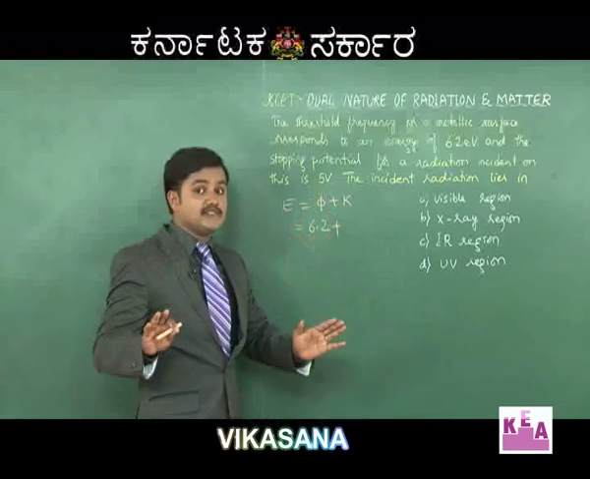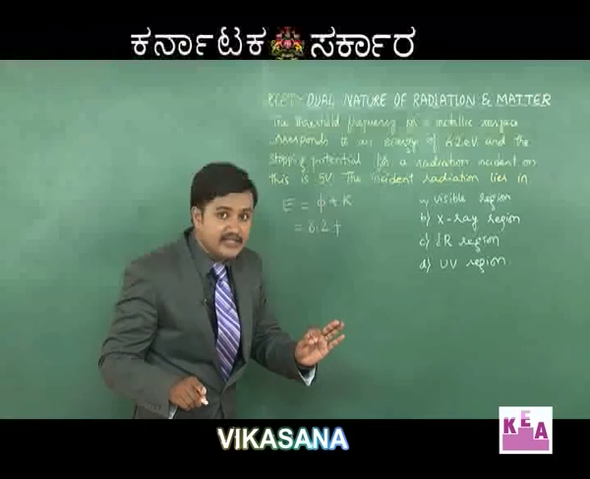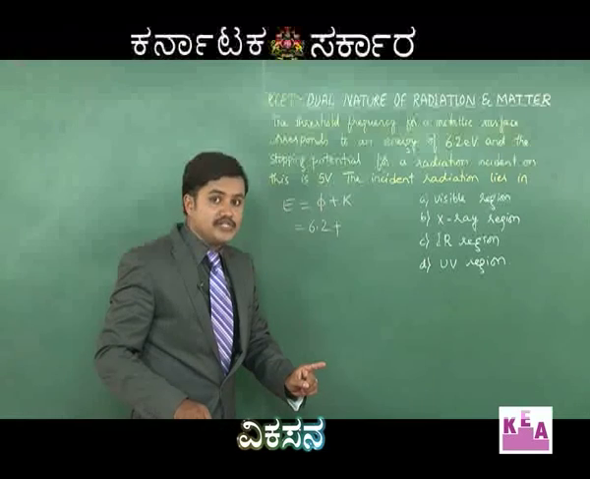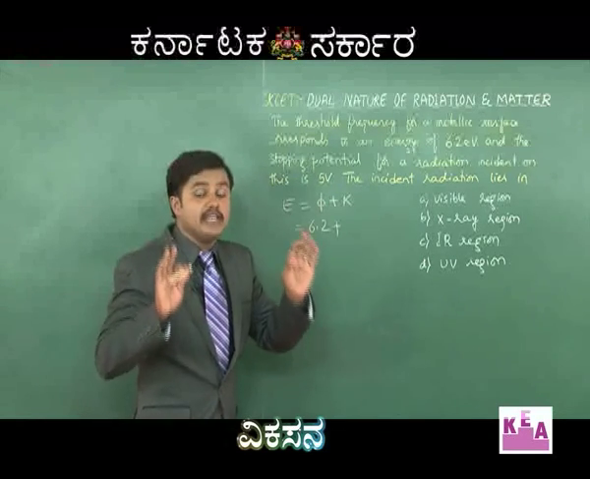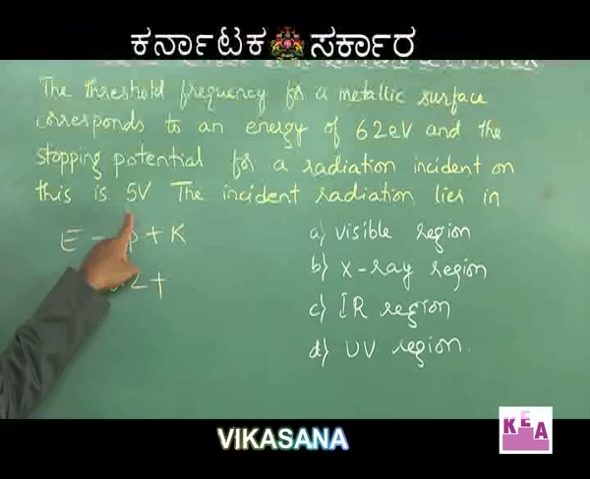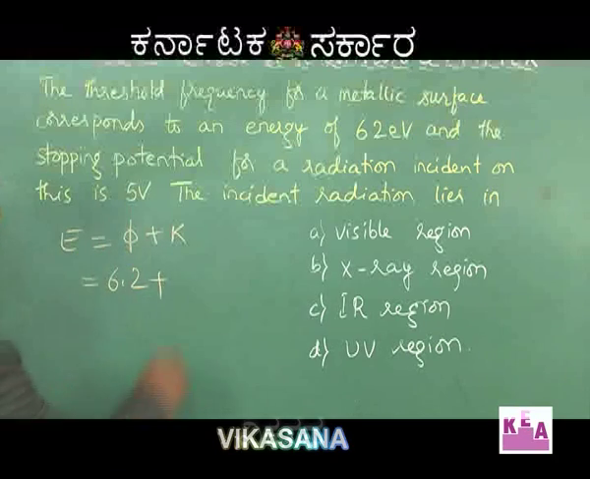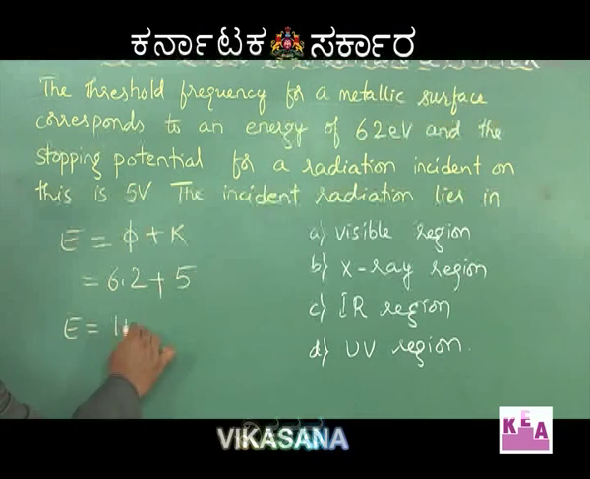I hope all the students are very familiar with the relation between stopping potential and maximum kinetic energy. If stopping potential is 5 volt, then maximum kinetic energy is 5 electron volt, as simple as that. So here, stopping potential is 5 volt, therefore maximum kinetic energy will be 5 electron volt. Straight away I got incident energy, which is 11.2 electron volt.